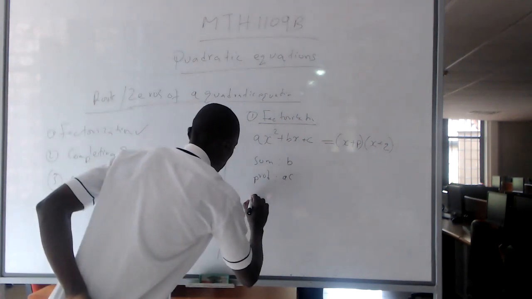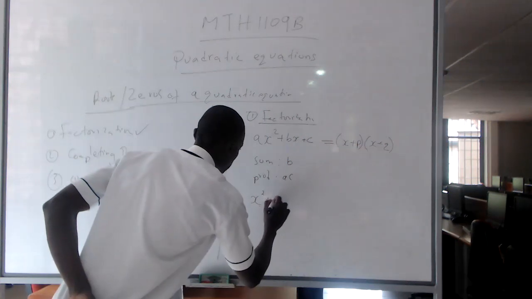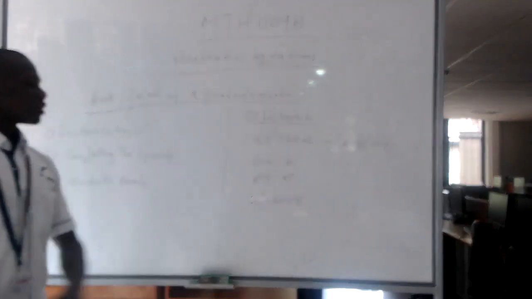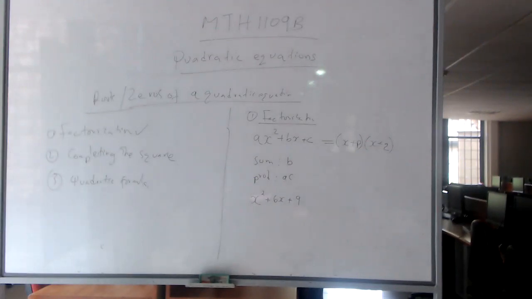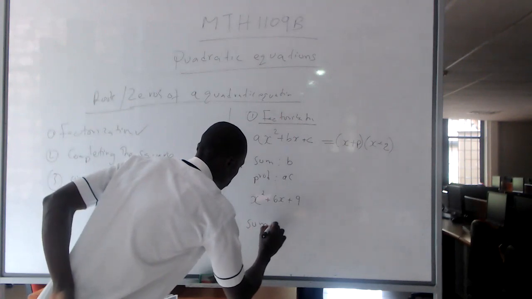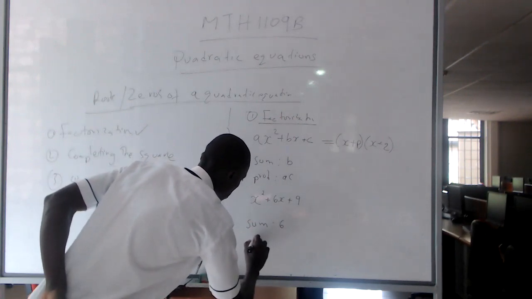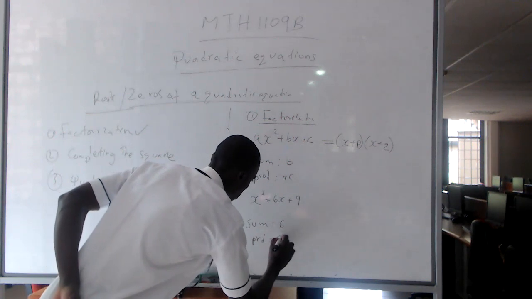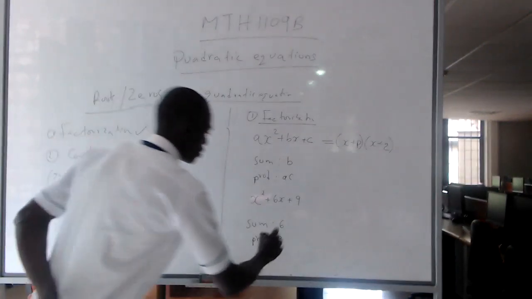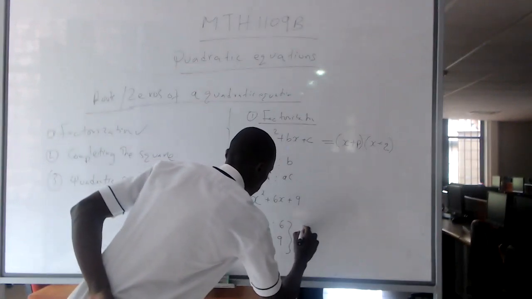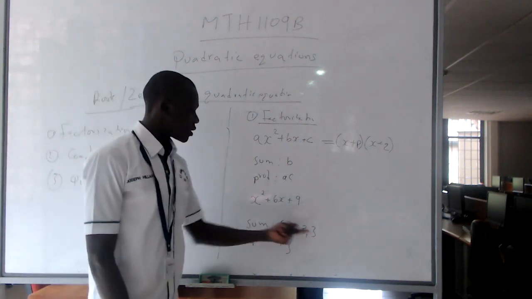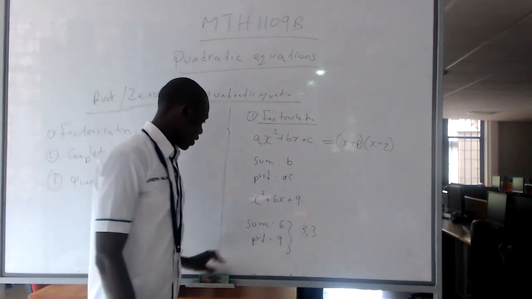So example, let's say you have x squared plus 6x plus 9. Factorize this quadratic expression. So in this case, b is 6, so I need to look for 2 numbers whose sum is 6, and the product must be 9, where 9 I obtained by taking 9 times 1. Well, 3 and 3 will satisfy this requirement. So 3 plus 3 is 6, and 3 times 3 is 9.